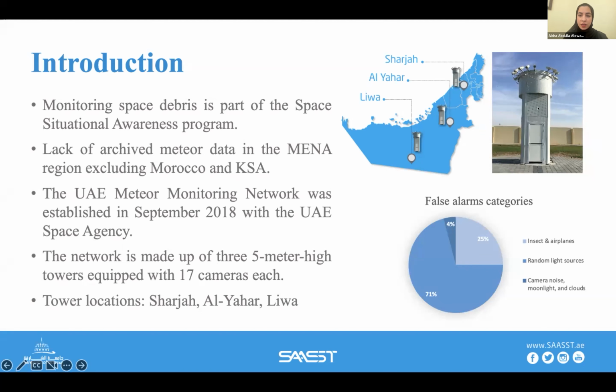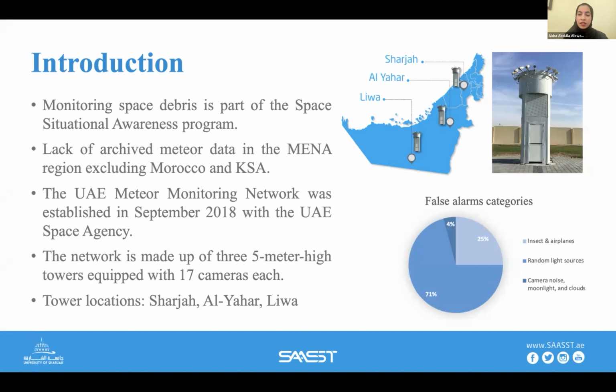This is an example of one tower. This is the one in Sharjah. The other 2 are identical to this tower, and they are located in the deep desert. Now, coming to the false alarm categories, we have 25% insects and airplanes, about 71% random light sources, as well as 4% camera noise, moonlight, and clouds.